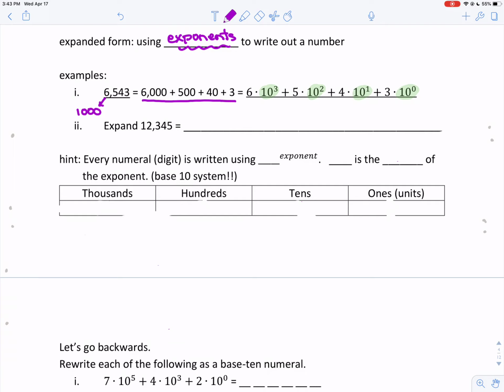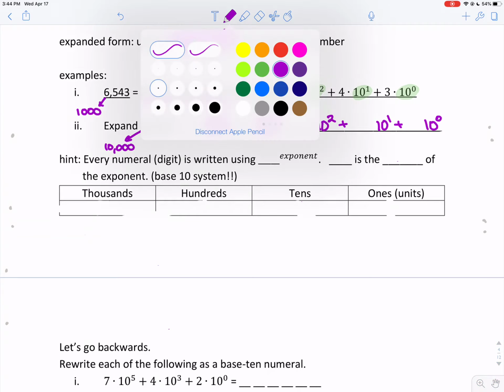So now we want to expand 12,345. The first question is, where do we start? We know we have a 1, but what place is that? It's in the 10,000s place. That has 4 zeros, so we're going to start at 10 to the 4th. Then we also need to have a place for each place number after that. So 10 to the 4th, 10 to the 3rd, 10 to the 2nd, 10 to the 1st, and 10 to the 0. Notice I left a little space because we've got to put our actual numbers in there.